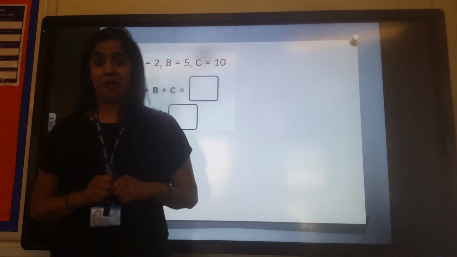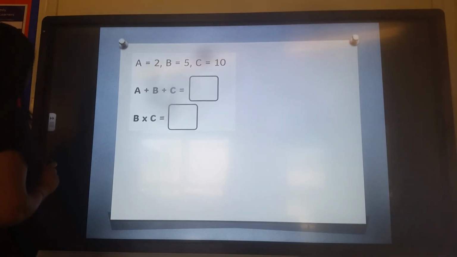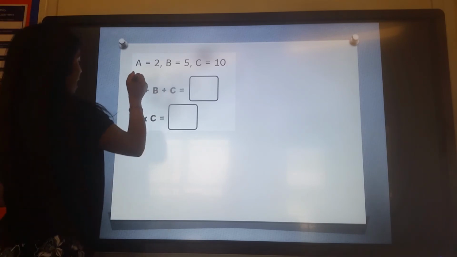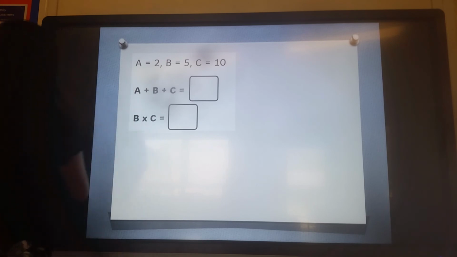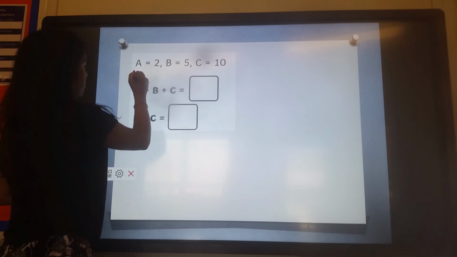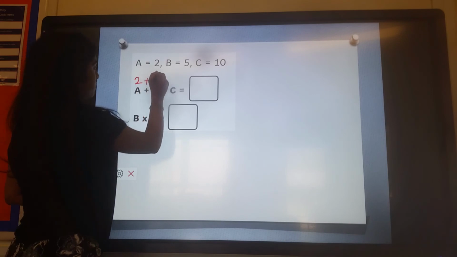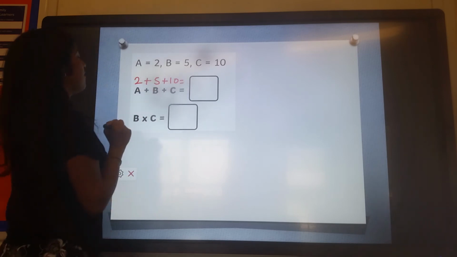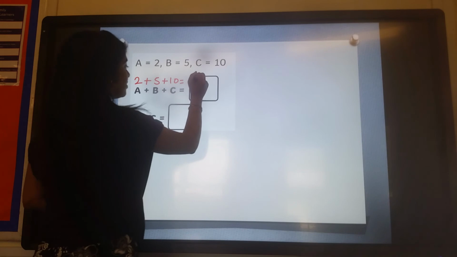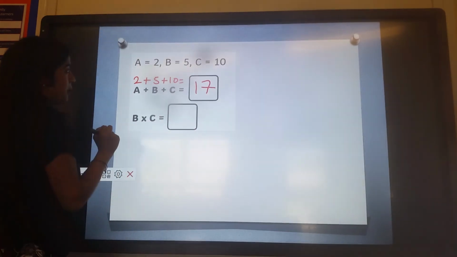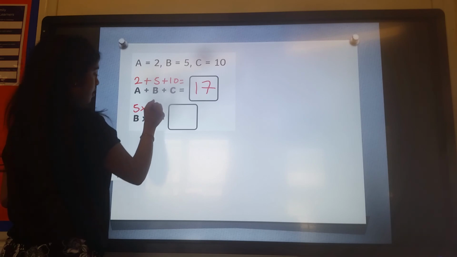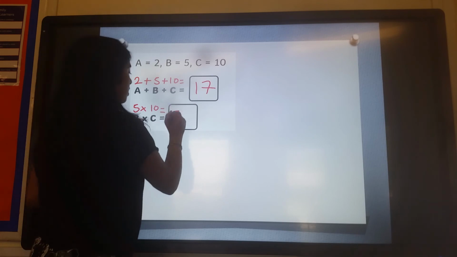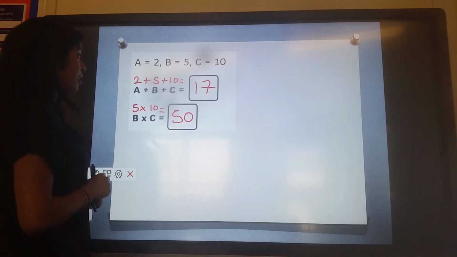Okay, same again, off you go. Are we ready? Okay, so A plus B plus C. A is 2, plus B, which is equal to 5, plus C, which is equal to 10. So 2 plus 5 is 7, and then 7 plus 10 is 17. Then I've got B times C, so 5 times 10, and that's easy peasy because I know my 10 times tables. 5 times 10 is 50. Well done if you got that question correct as well.